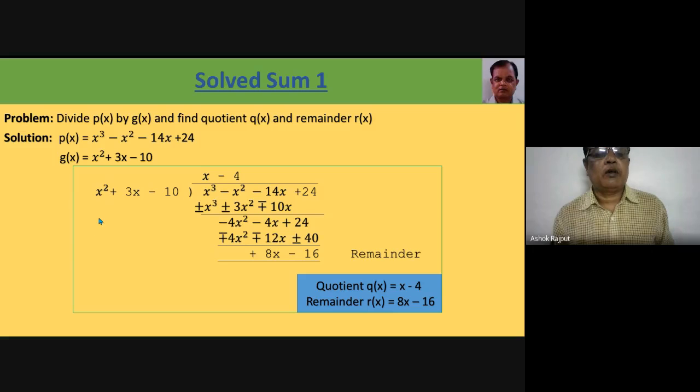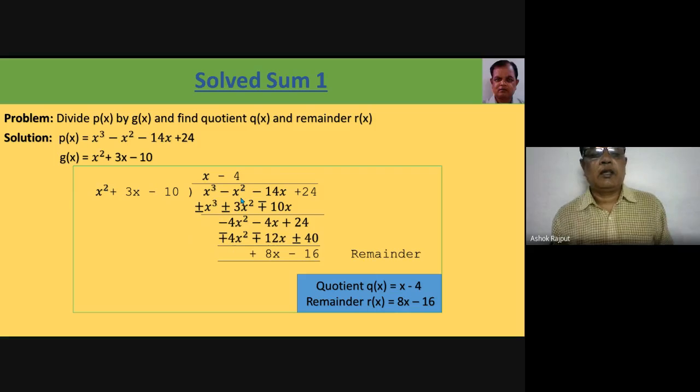First we compare the powers. We are comparing x to the power 2 with x to the power 3. One power is greater, so we write 1 times x here and multiply all the terms by x. Multiplying by x, we get x cube plus 3x square minus 10x. We change the signs: plus becomes minus, and minus becomes plus. Then it is equal and opposite, so it is cancelled.